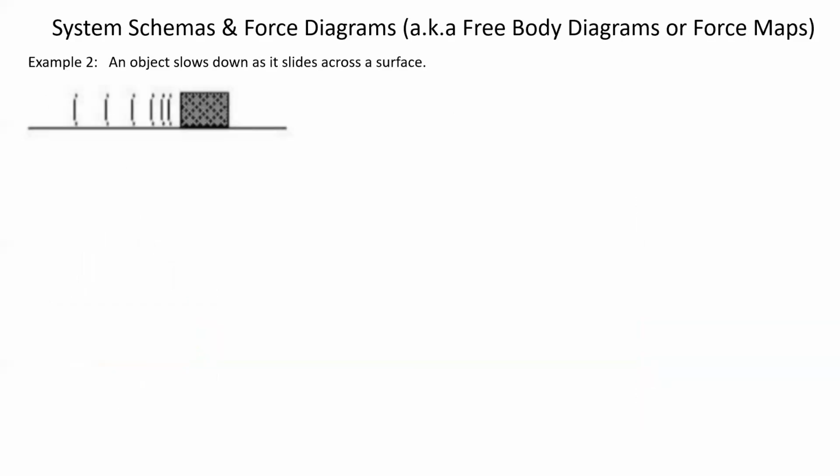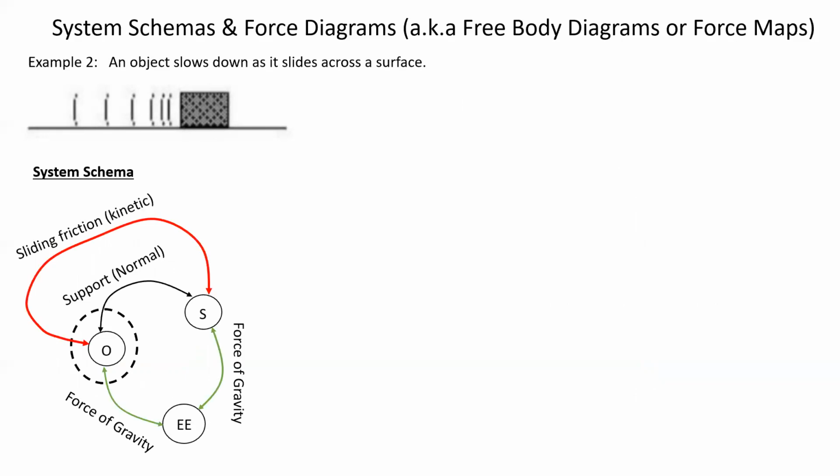Let's look at another example. An object slows down as it slides across a surface. Again, the system schema would show similar things as before, but since it slows down, there would be some kind of friction force. In this case, it's a sliding friction force, also known as a kinetic friction force. Again, notice the system has, in this case, 3 arrows entering the system. That means there will be 3 forces acting on the system.